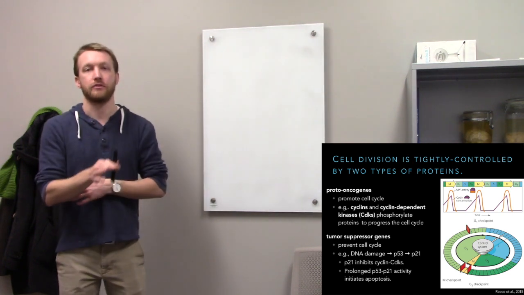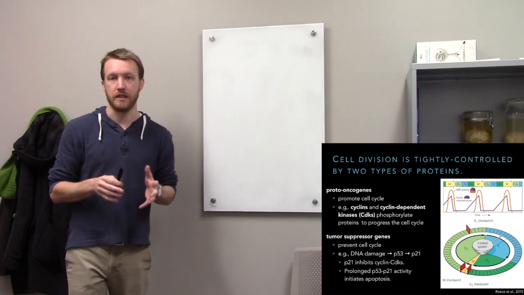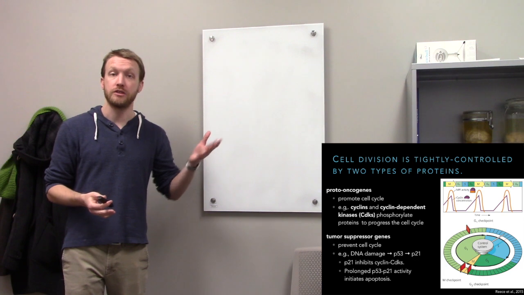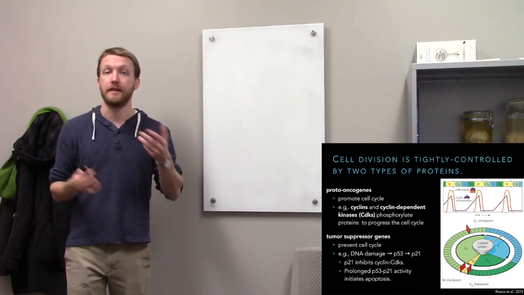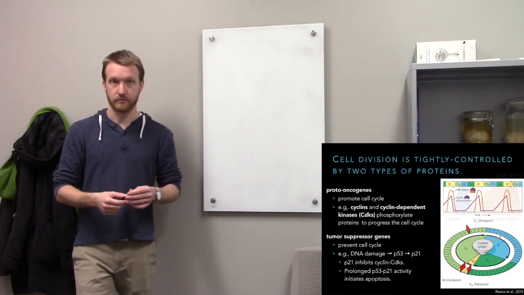Mutations in P53 are the most common mutation that you find in cancers. So if we're unable to detect DNA damage, then those mutations just get passed on to the next generation, and they get amplified and passed on to the next generation.